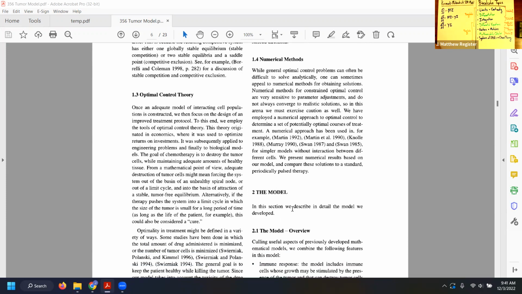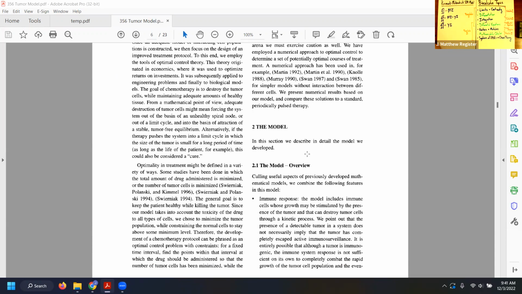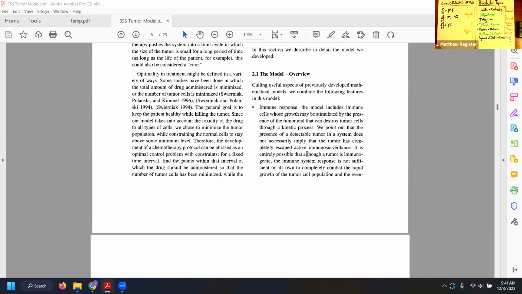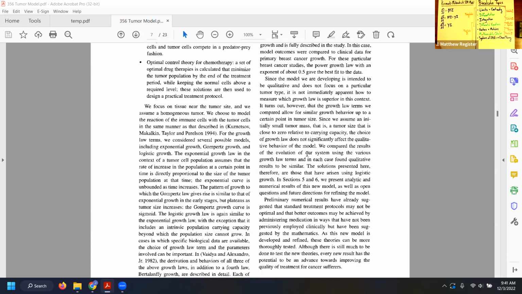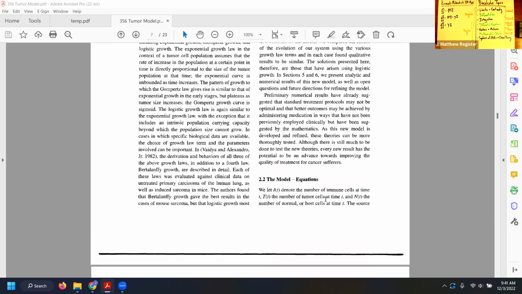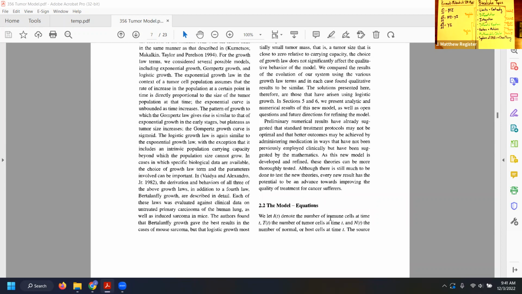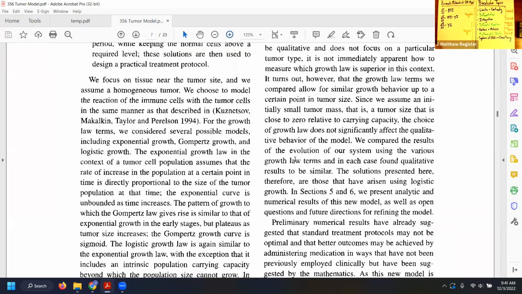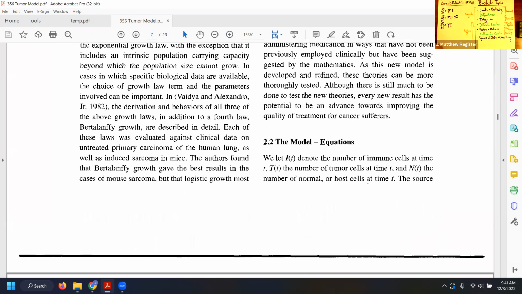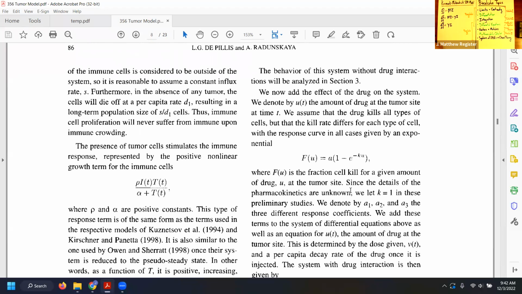From there, though, we start talking about a model, and they develop a model for tumor growth. It is dependent on 3 different variables. And let's see if I can zoom in here real quick, maybe using the zoom button. And so we have I(t) represents the number of immune cells at time t, T(t) is the number of tumor cells, and N(t) is the number of normal or host cells.